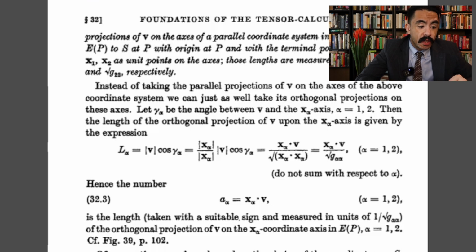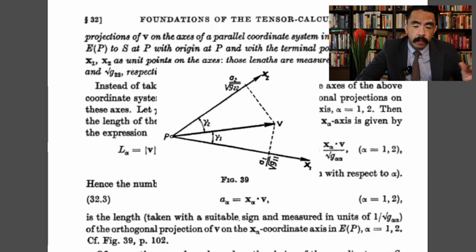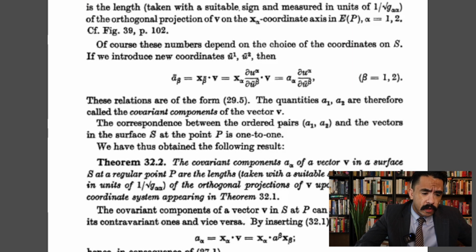And this number is the length, taken with a suitable sign and measured in units, of 1 over the square root of g sub alpha alpha of the orthogonal projection of the vector v on the x sub alpha coordinate axes in the tangent plane E of P, where alpha can of course be 1 or 2. And this is shown in figure 39 on the previous page, but I'll make sure it's on the screen now if it isn't already. Of course, these numbers depend on the choice of the coordinates on S.